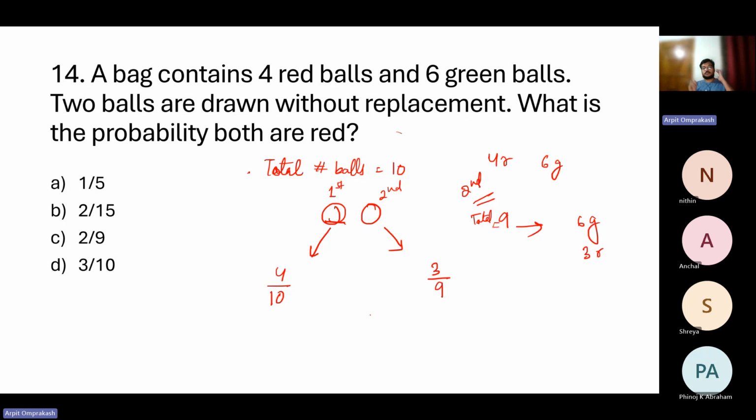So the probability that both of them are red will be the probability of the first ball being red multiplied by the probability of the second ball being red. So it will be 4 by 10 into 3 by 9, which is 2 by 5 into 1 by 3, which is 2 by 15. Answer here is option B, 2 by 15.